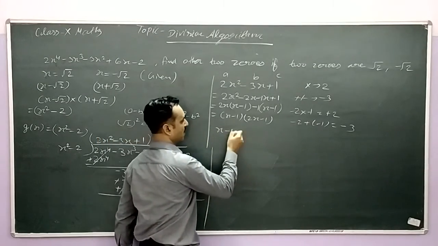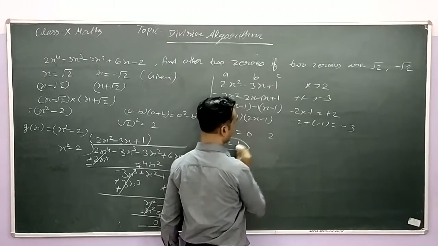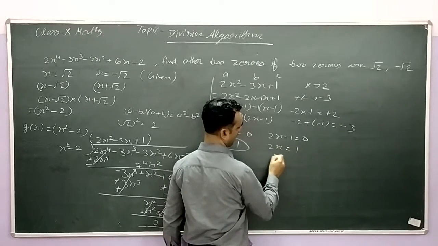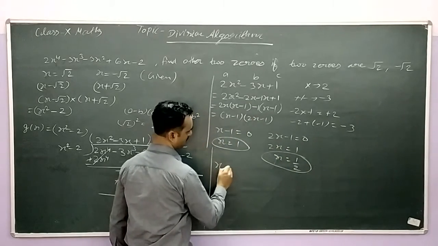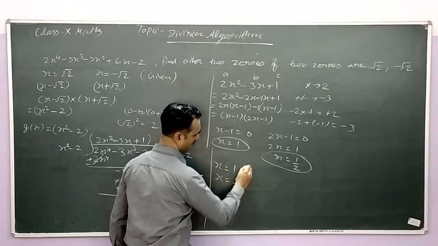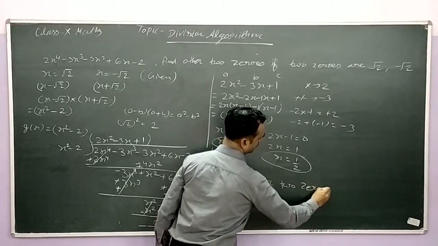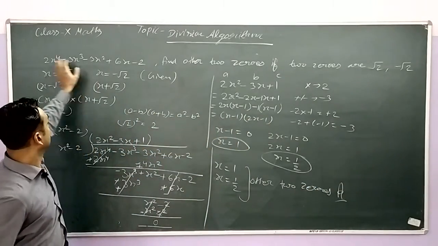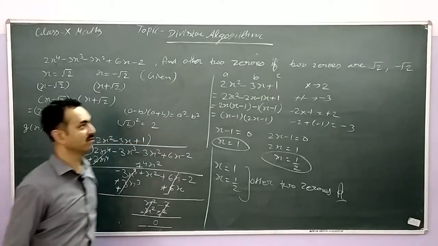So we do x minus 1 equals to 0. So x equals to 1 is the zero. 2x minus 1 is equals to 0. So 2x equals to 1, x equals to 1 by 2. So these are the two zeros. x equals to 1, x equals to 1 by 2 are the other two zeros. Answer.